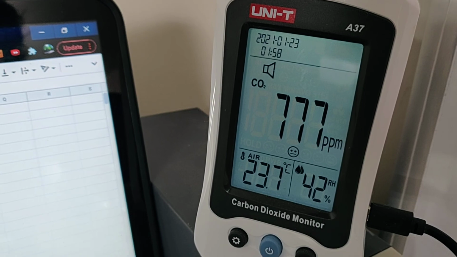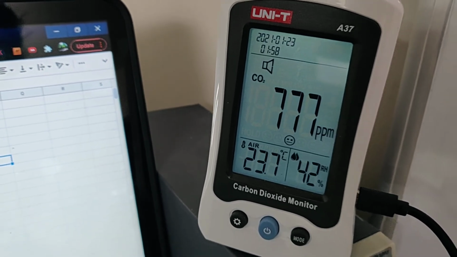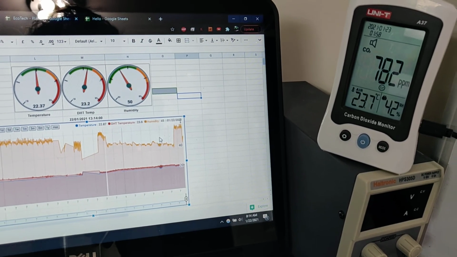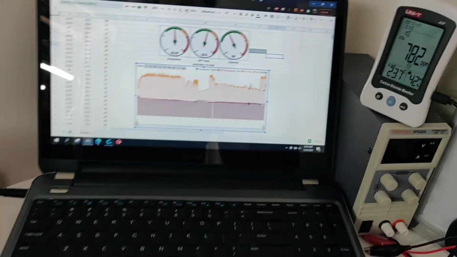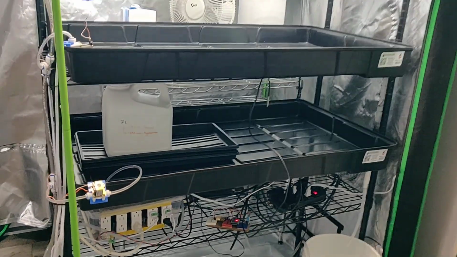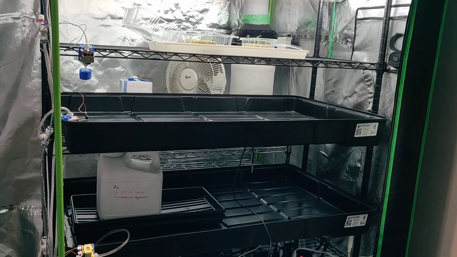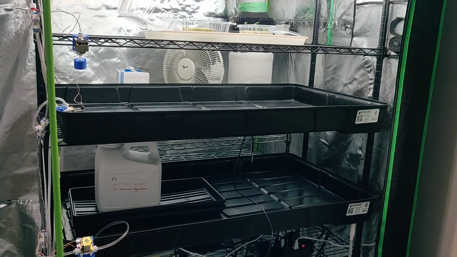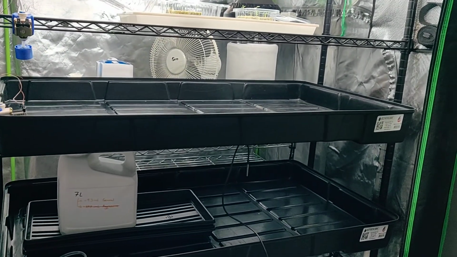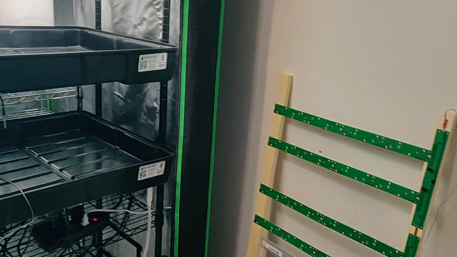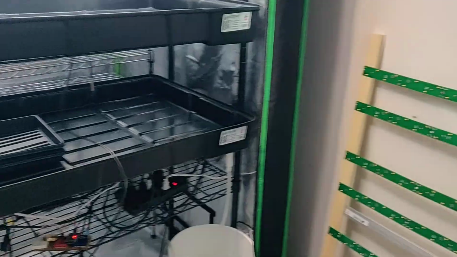I first got this device just to get a baseline of where my CO2 was. I don't plan on controlling the CO2, but I'm curious just to see where the CO2 of this room stays, so that I can make sure that I have a consistent environment, and that the only thing that might affect the plant growth will be the difference in my lights.